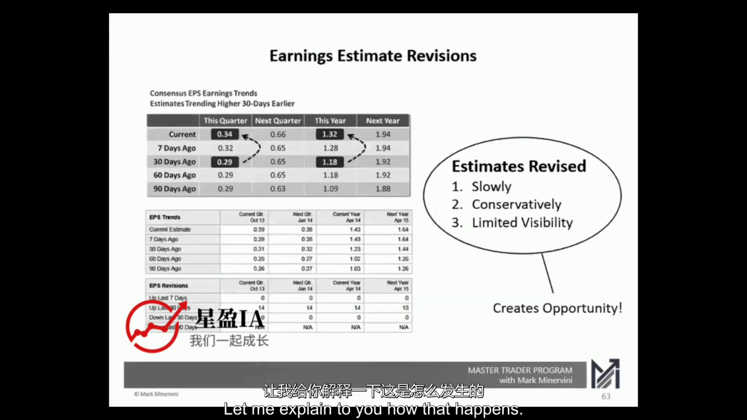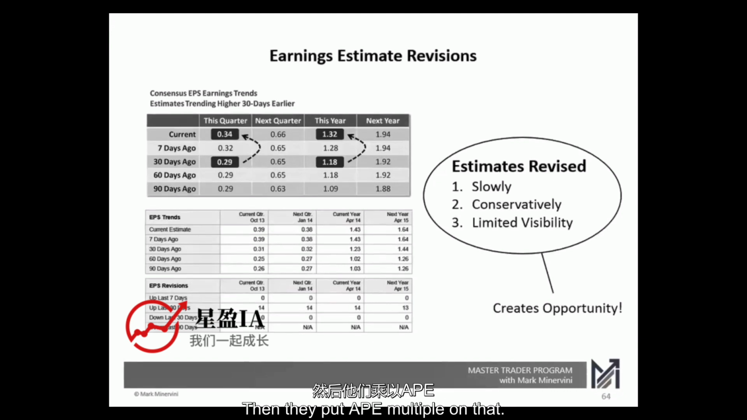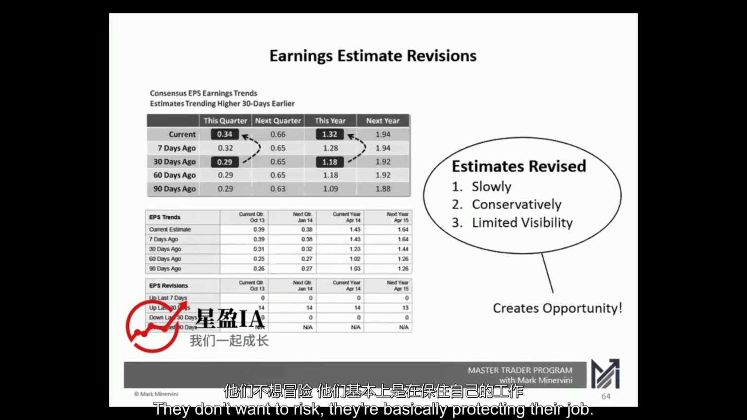Let me explain to you how that happens. So earnings are revised, all right? Or earnings estimates, stocks move, and analysts make their decisions based on what they think a stock is going to earn, and then they put a PE multiple on that, and that gives them valuation, and they can figure out where a stock should be and where it is, and whether it's undervalued or overvalued. So the problem with this is that, number one, analysts don't want to risk being wrong. They're basically protecting their job. So what they do is they sort of crowd around the average.